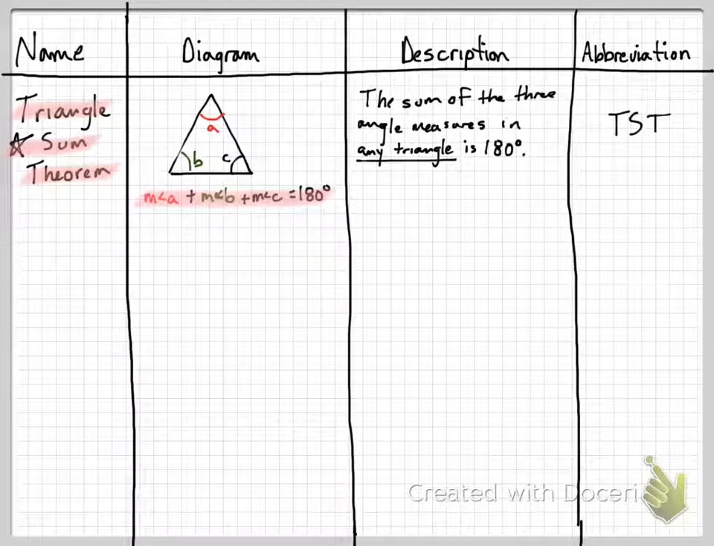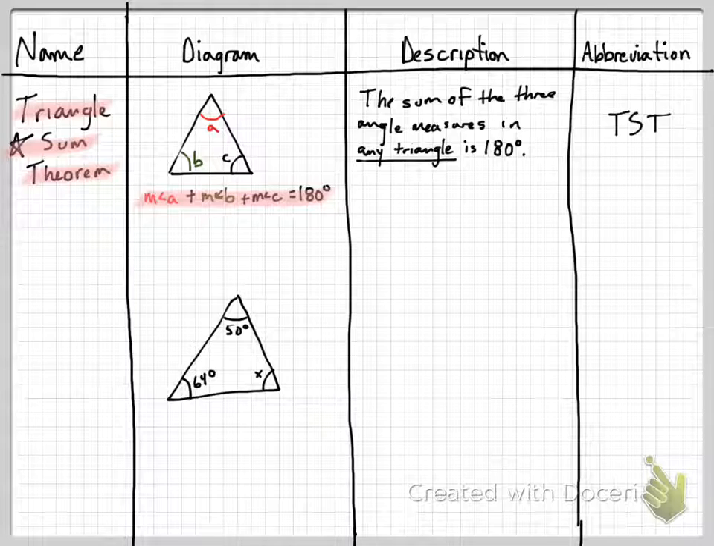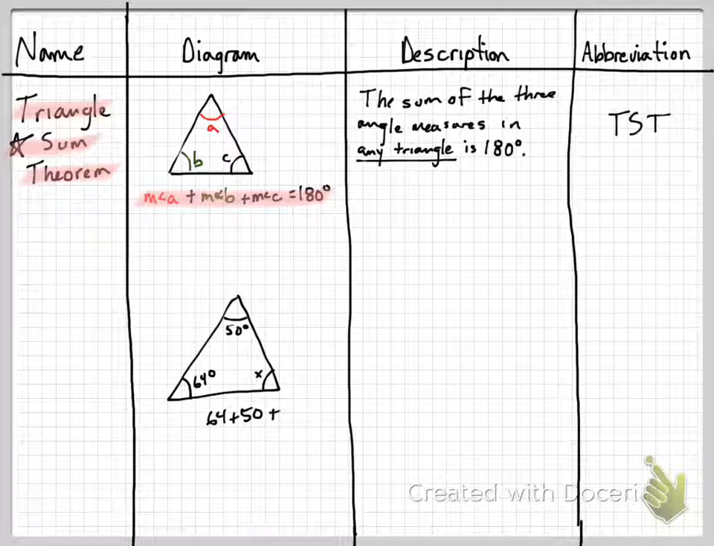So let's say you've got a triangle and you already know 2 angles. I'm going to say this is 50 degrees right here, and I'm going to say this is 64 degrees, and we don't know this angle right here. I'm going to call it X. So if you have a situation where you know 2 angles of the triangle, but you don't know the third, this is the classic example of when to use the triangle sum theorem. Because we know now that all 3 of these angles, 64 plus 50 plus X, will add up to 180.